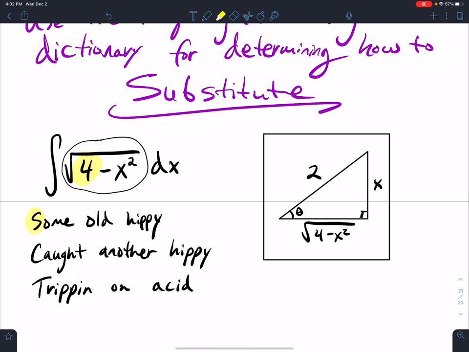So SOH, some old hippie. This tells me sine is equal to opposite over hypotenuse, okay? Caught another hippie. What's that tell me? That's cosine equals A over H, adjacent over hypotenuse. Last one, T, tripping on acid. What's that? Tangent equals opposite over adjacent, okay?